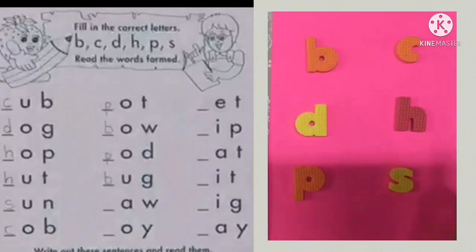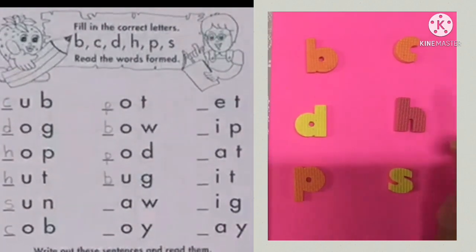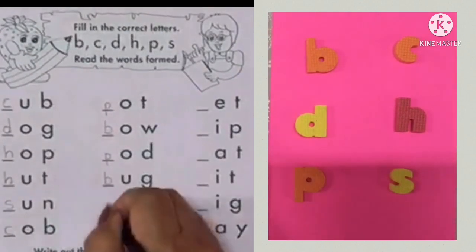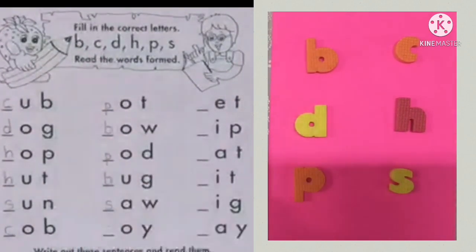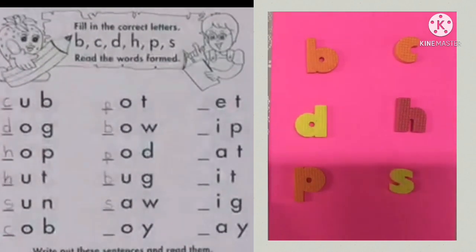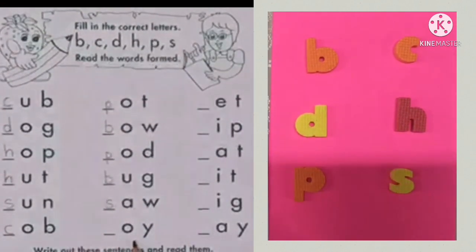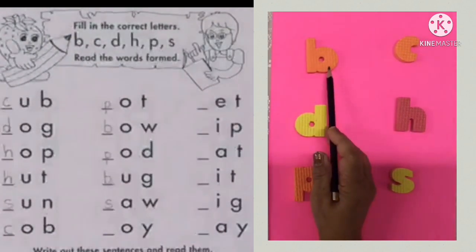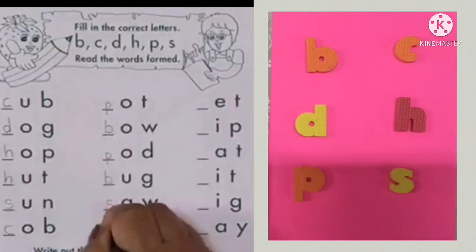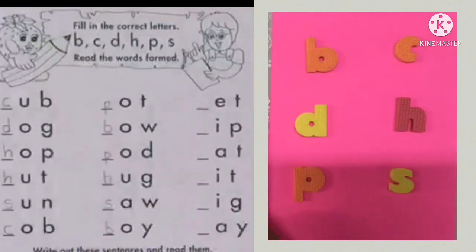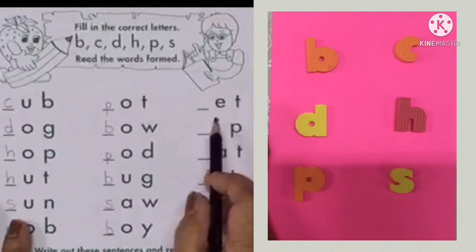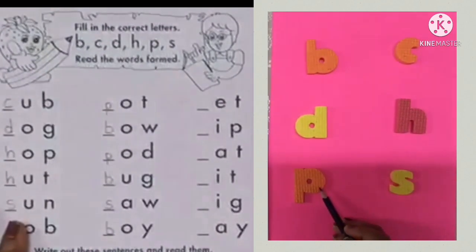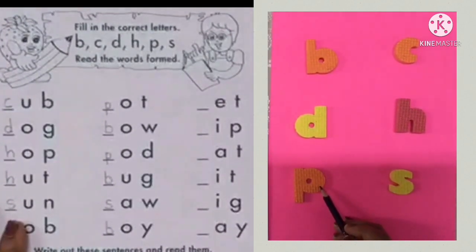The next word. Saw. Is this S? No. Is this S? Yes. And what letter is this? S, saw. The next word is boy. Is this B? Yes. And what letter is it? B. The next word is pat. Is this P? Yes. And what letter is this? P.